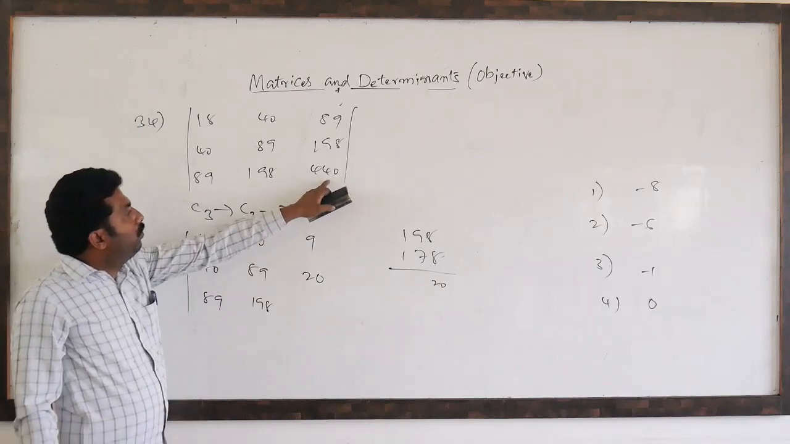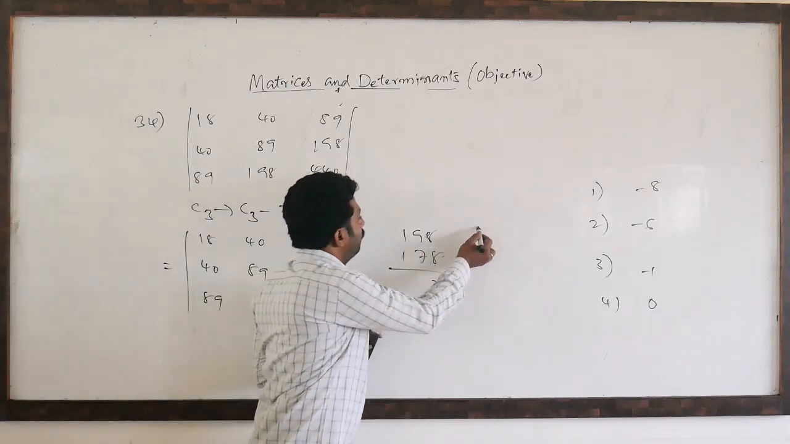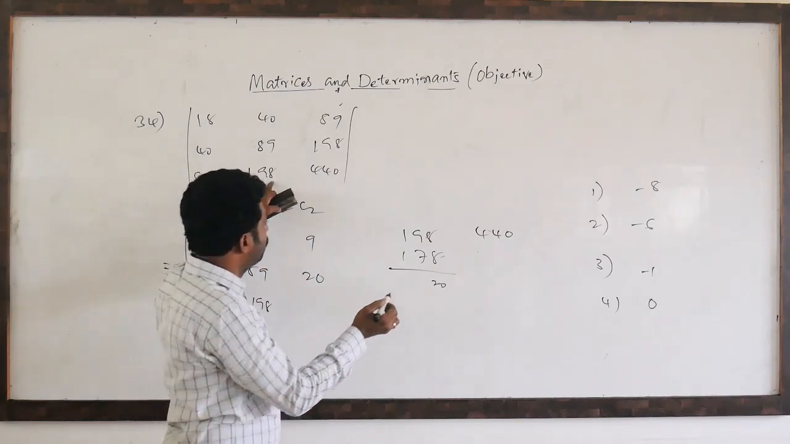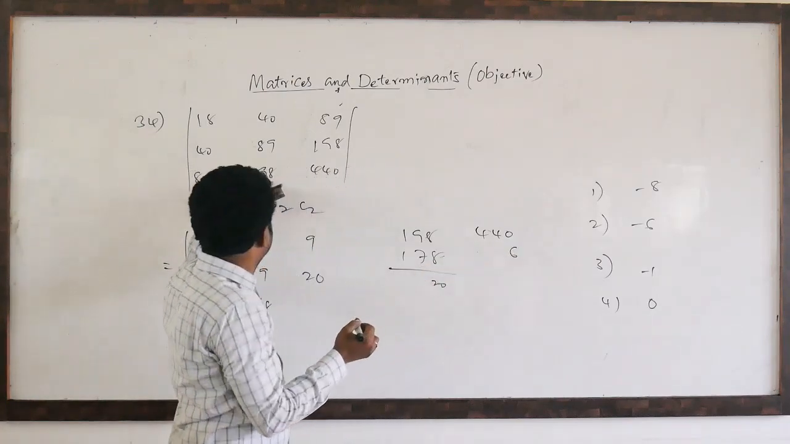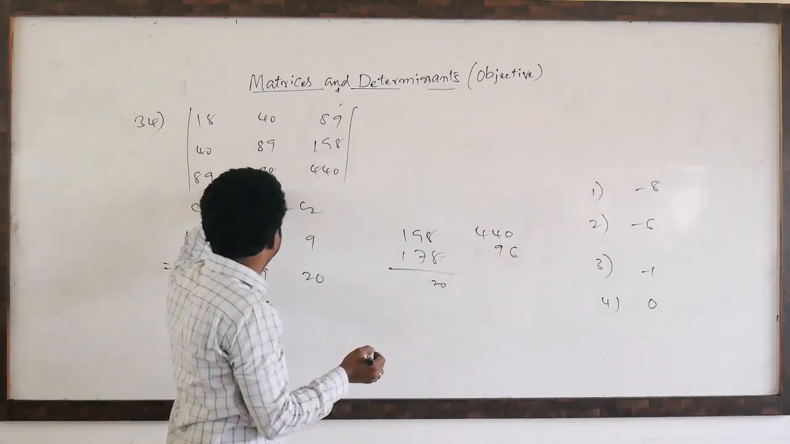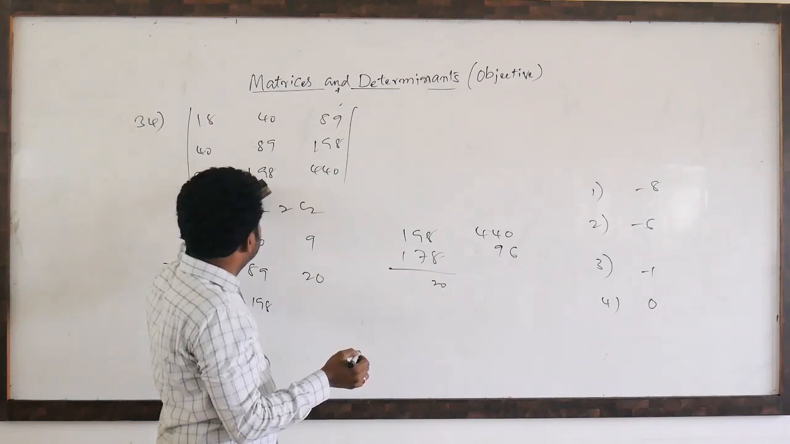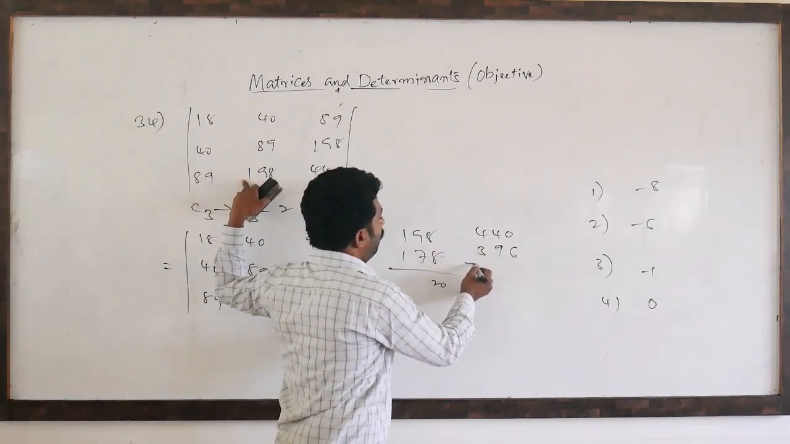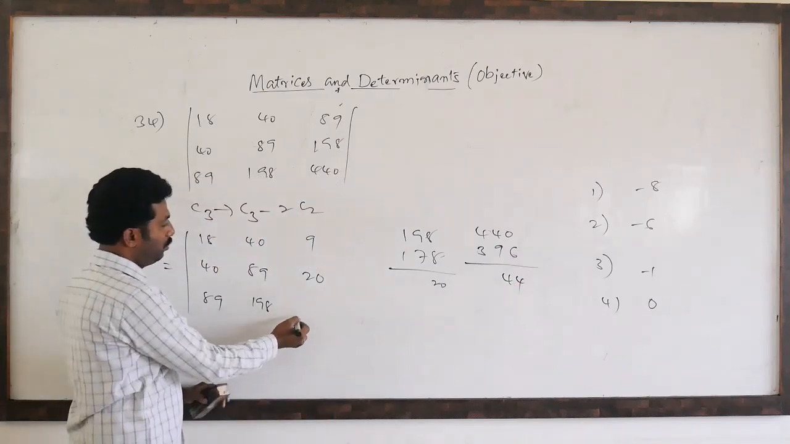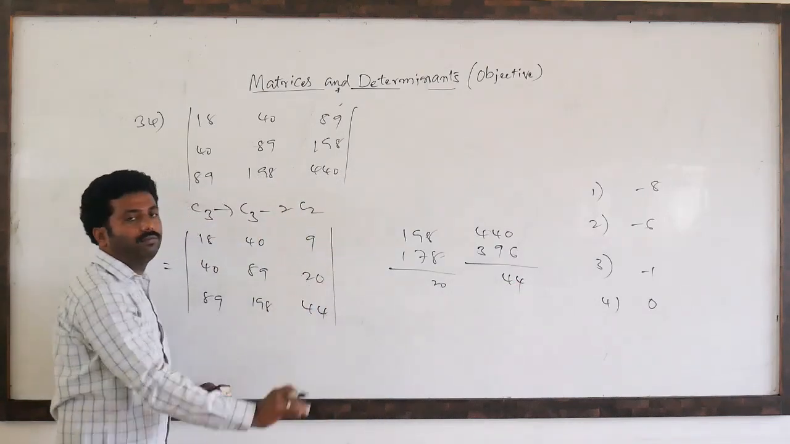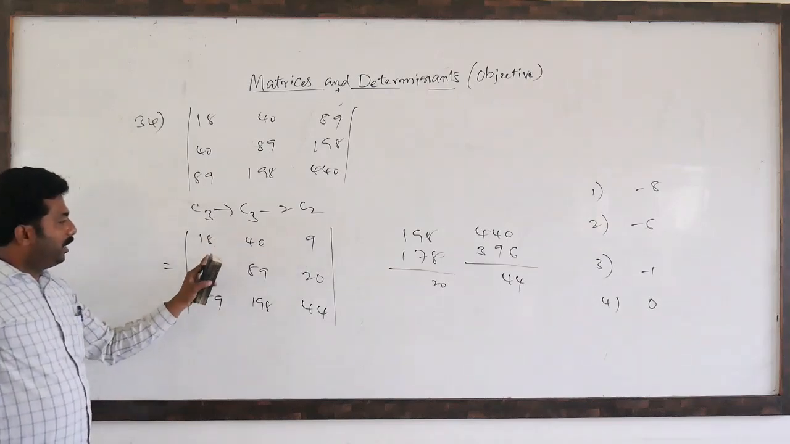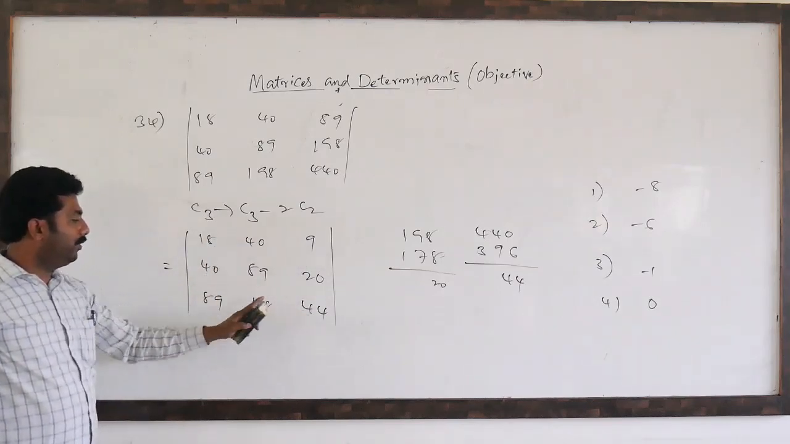Next, 440 minus twice this one: 2 8s are 16, 2 9s are 18, plus 1 means 19. So 2 1s are 2, plus 1 means 3. So it is 44. Next, here 9, 18, 20, 40, 44, 89.